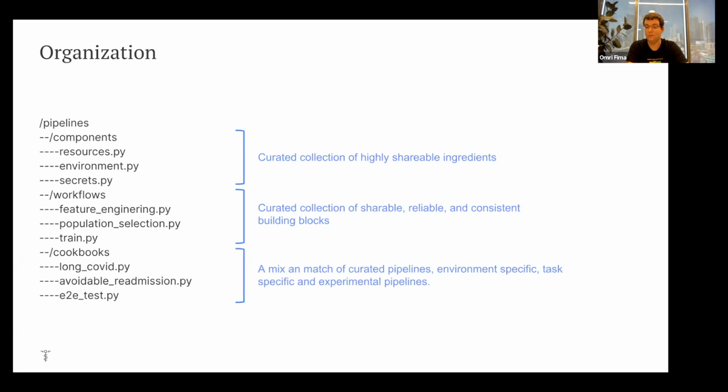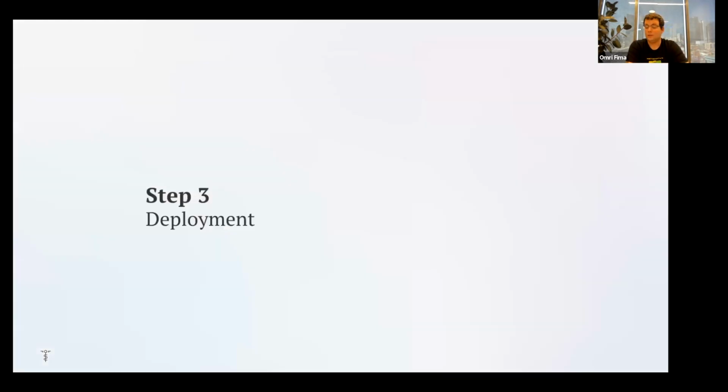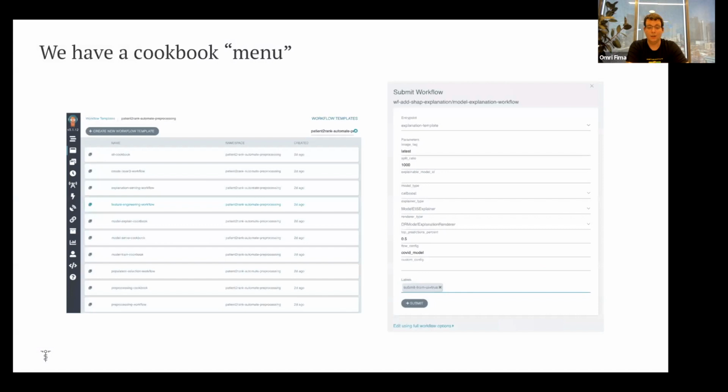So once we've talked about how we're building our pipelines, let's talk about how we're deploying them. So we have a cookbook menu that we can just access from our UI. And again, one of the issues that we're having is, okay, so I want to make a small modification in our cookbook. How do I deploy it?